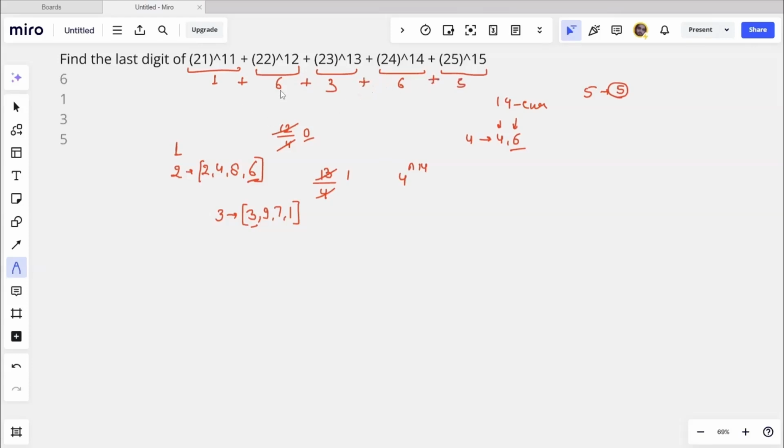Now let's see: 6 plus 1 is 7, 7 plus 3 is 10, 10 plus 6 is 16, 16 plus 5 is 21. The total result is 21, and the unit digit of 21 is 1. As we can see, 1 is in the options, so the second option is the correct option.